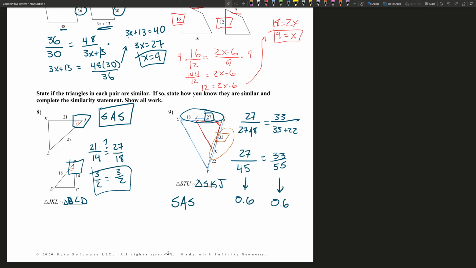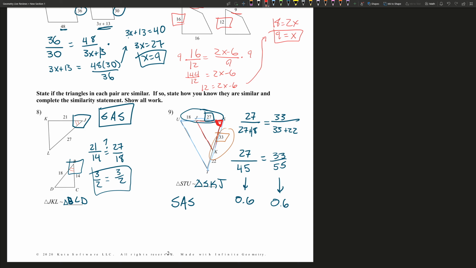So you know it's SAS because we have one angle, which is this angle right here. So these two triangles both share this angle in common. All right, so this angle in the smaller triangle is congruent to this angle in the bigger triangle. That's our anchor angle. And because we don't have any other angles, right?